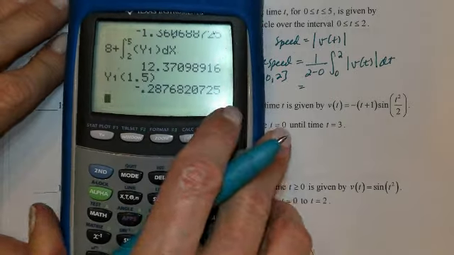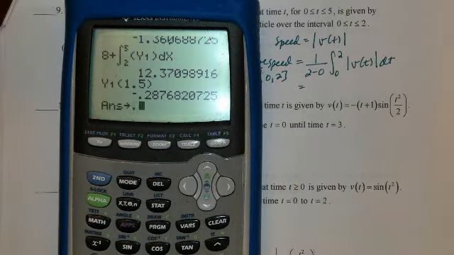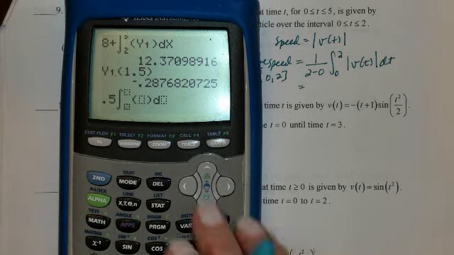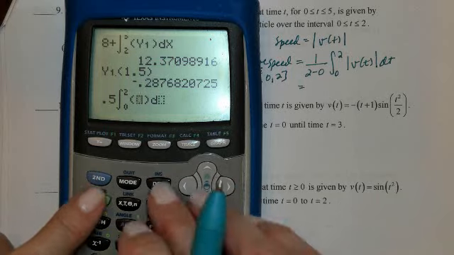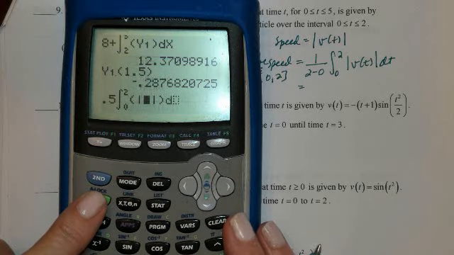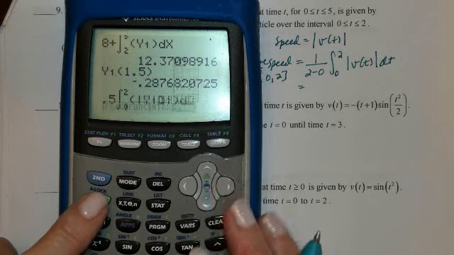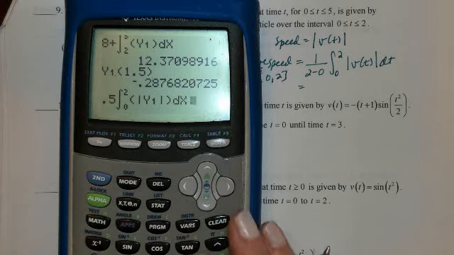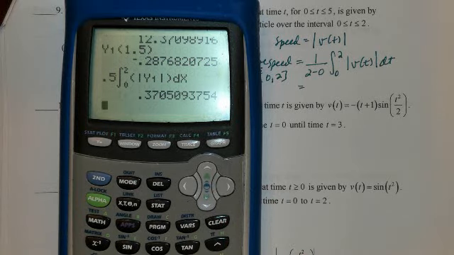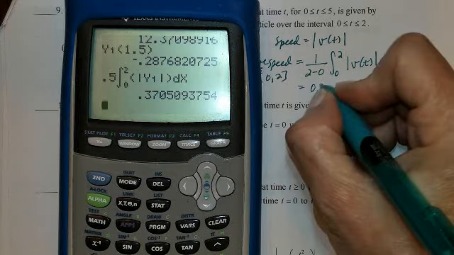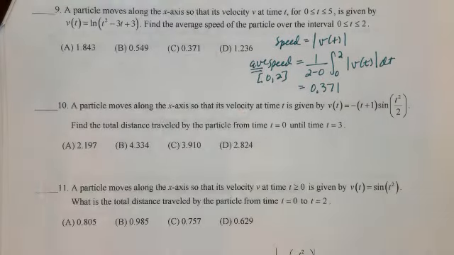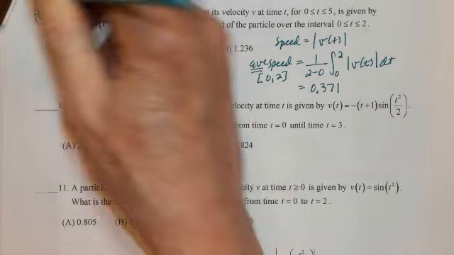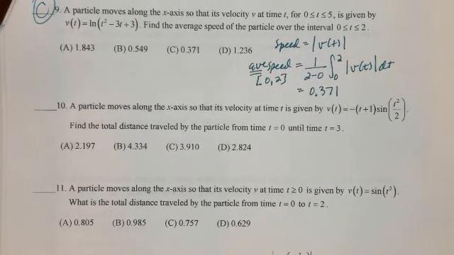So calculator again. 1/2, math 9, 0 to 2, absolute value of y1, and that's our answer, 0.371. 0.371 is C. Okay. All right.